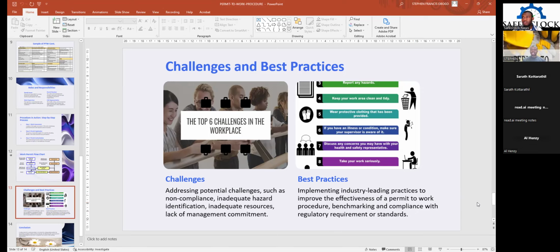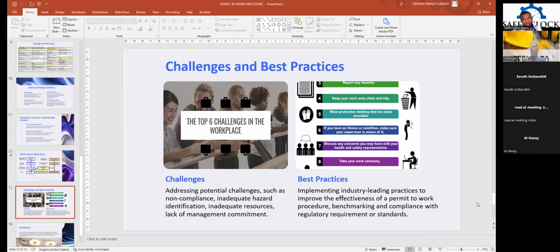And when we talk about best practice, we need to know how to report any hazard, keep the workplace area clean and tidy, wear protective clothing, PPE, very, very mandatory. If you have any illness or condition, the workers should ensure that they report it to their supervisor, that they are aware of it, so that they are not exposed to the risk within the work site. And also discuss any concern that you may have to do with health and safety requirements regarding the job activity. This will be discussed with the health and safety representative.